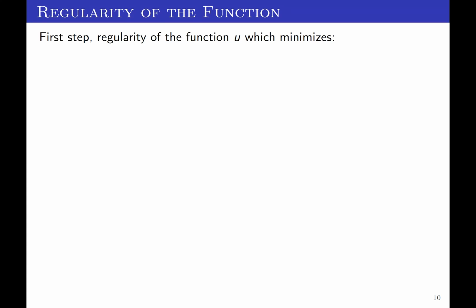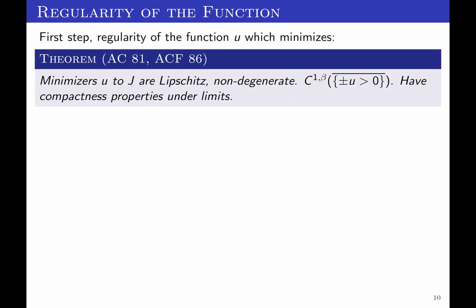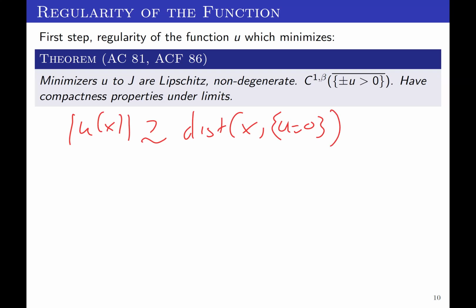So let me now give you some actual theorems, some actual regularity results, because I've been talking sort of philosophy for too long. The results of Alt-Caffarelli and Alt-Caffarelli-Friedman say that if you have a function U which minimizes your energy, that function is going to be Lipschitz and non-degenerate. What does non-degenerate mean? It means it grows at least linearly, so U of X is going to be at least on the order of the distance between X and the zero set of U.